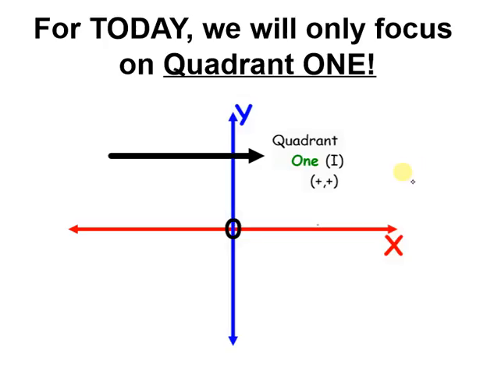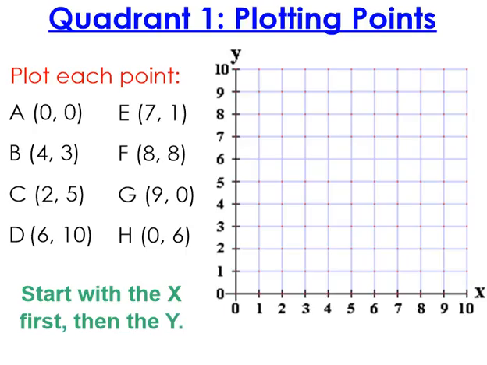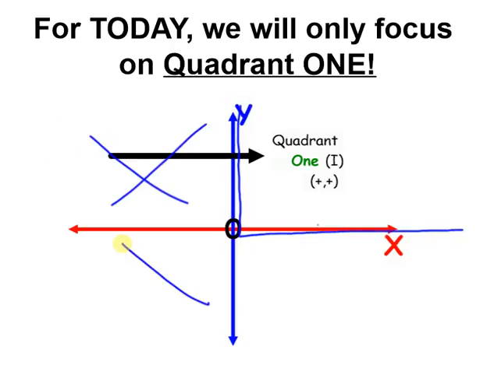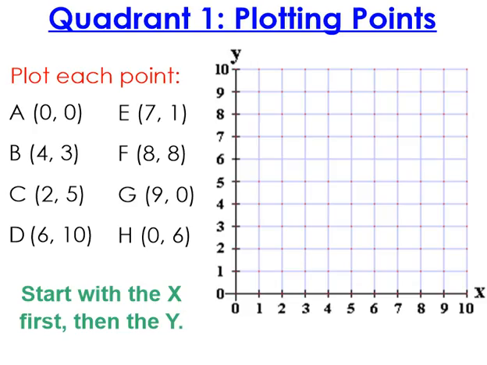All right, and so like I said, in this lesson, we're only going to focus on quadrant 1. So let's together plot these points. We're going to start with point A, which is (0, 0). Now you're going to see this coordinate grid looks a little bit different, because I cut it right here. So I'm not showing you this, this, and this. We're going to do that in the following lesson.